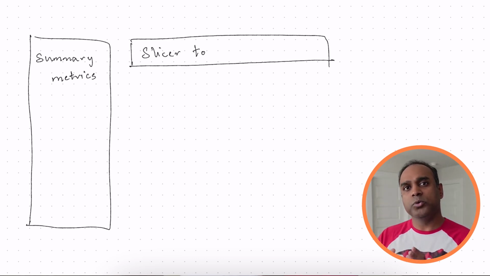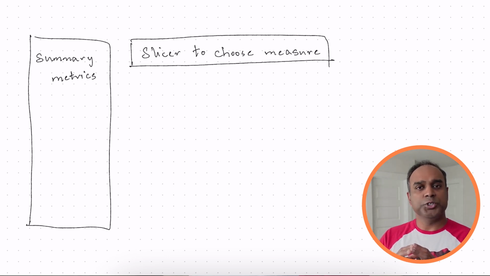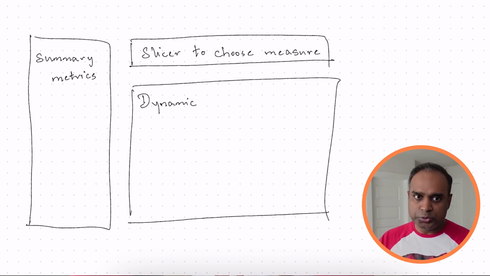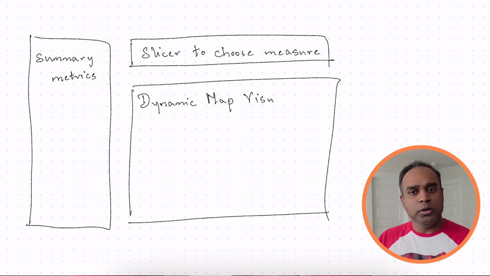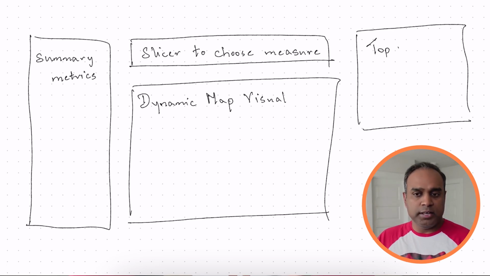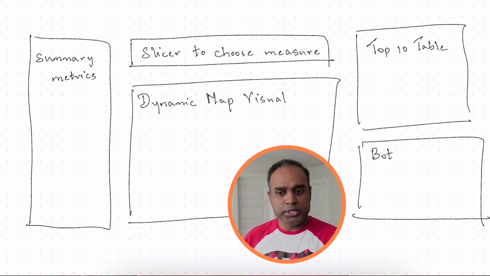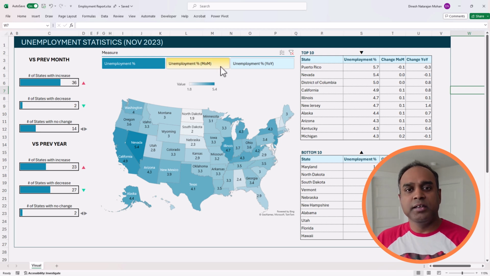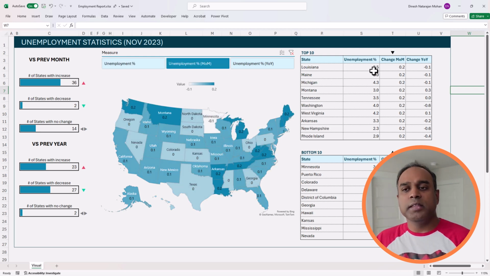At the same time, I want to leverage the fact that this is geographic data, because we have data by state. I want to have a more interactive map visual, which allows the user to look at different measures in an interactive, dynamic way, so that the map represents the specific measure the user chooses. I also wanted to have the top 10 and the bottom 10 table, which provides the states with the highest unemployment percentage or the lowest. So it's very easy to see them in a table format. And this is also dynamic. If I change a measure, then you can see that the table also updates based on that measure.